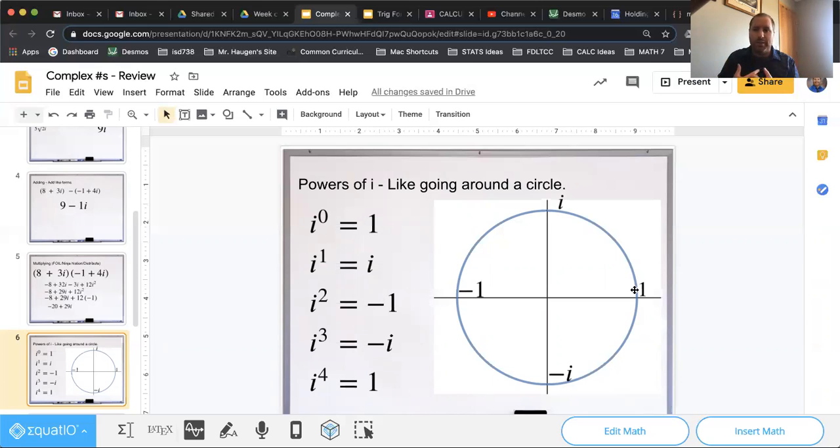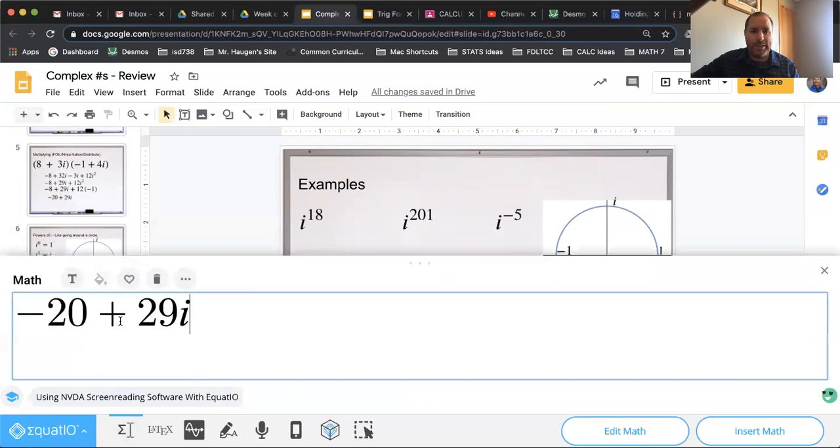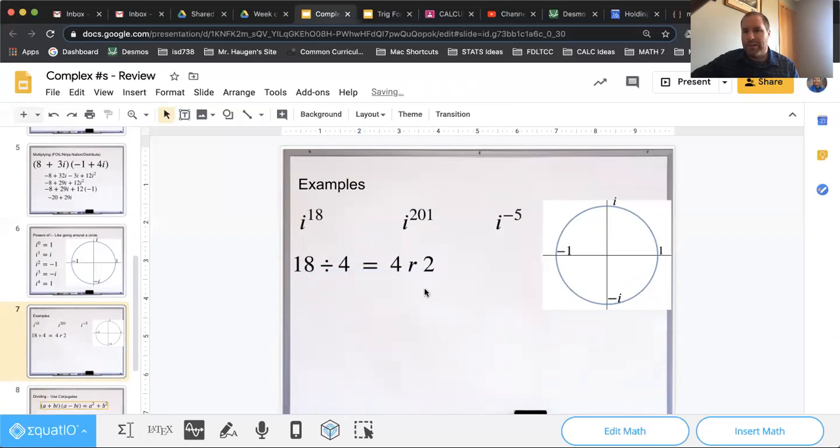So you'll never have an exponent bigger than 3 on i's, because we'll always be able to simplify that in some way. So a couple examples on there. You can either use the circle method or you can go around. Here I can say, i to the 18th power. I could take 18 divided by 4, and I would know that's 4 with a remainder of 2.